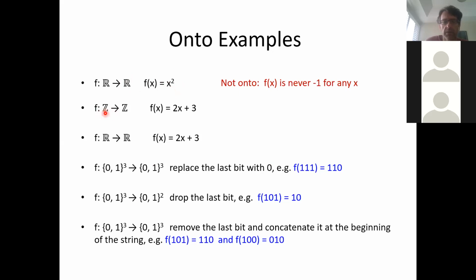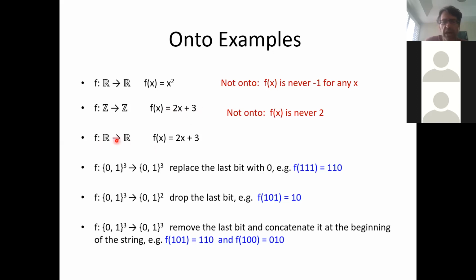Now, let's look at this one. It's a function from integers to integers of this form. Is that an onto function? Is it true that every integer has this form where x is an integer? No. There are going to be integers which are not of this form where x is an integer. Take 2. 2 cannot be represented this way. You can convince yourself at home that this is the case.